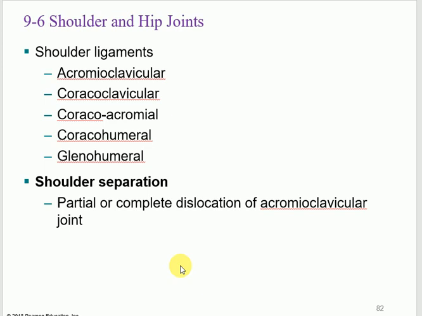Here are the ligaments. I'm not going to ask you about it, but know that it's all about the parts that are connected. If you're connecting the acromion to the humerus, you call it acromio-humeral, and so on. But I'm not going to worry much about that.